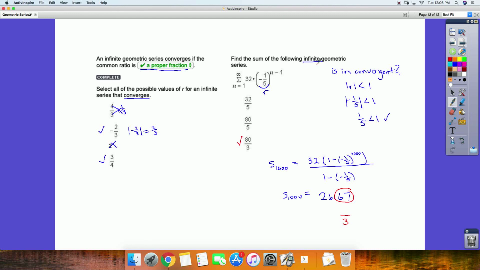So remember, the key with infinite is first, is it convergent? And then when you go to solve the problem, go ahead and use a big number like 100, 500, or 1,000 to get an approximation for your answer.